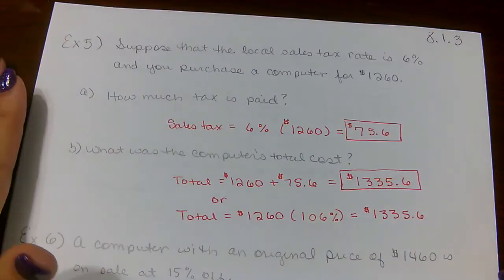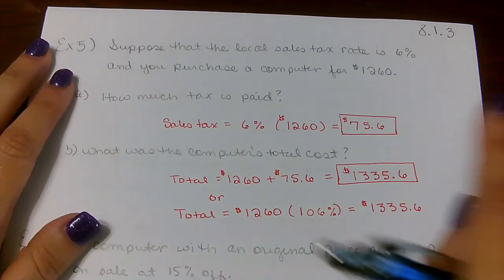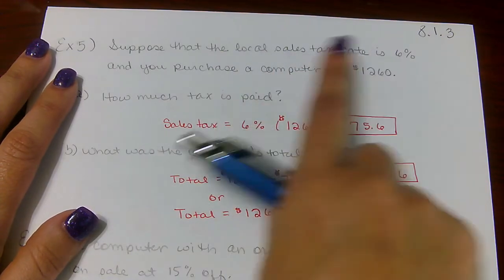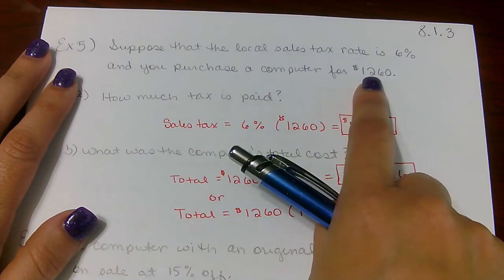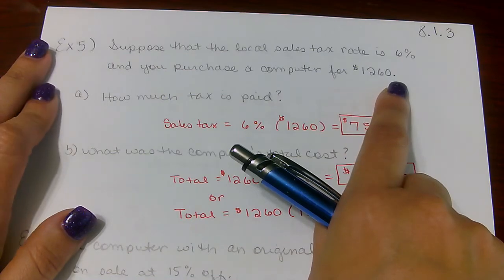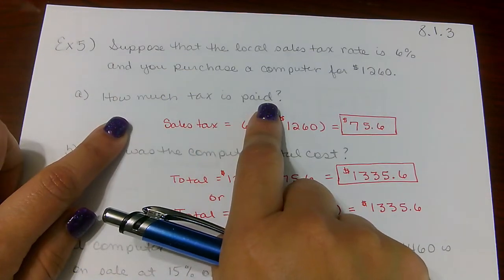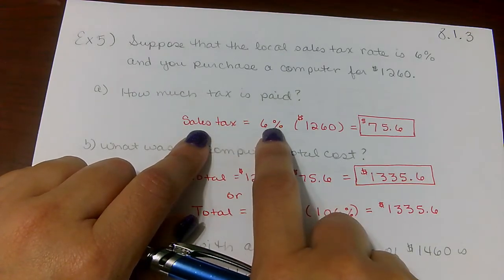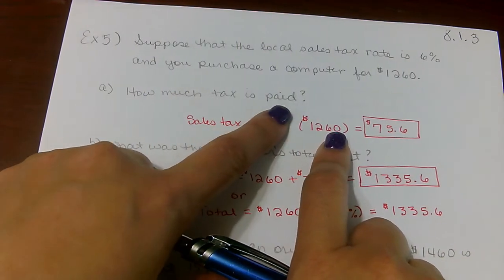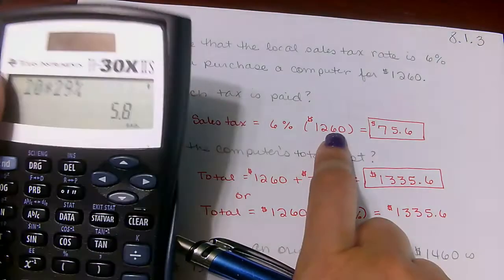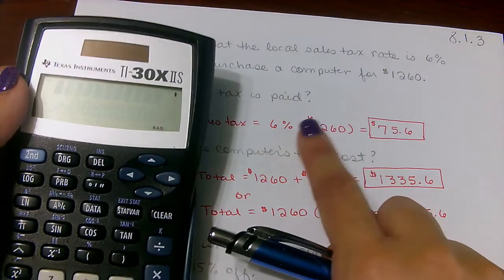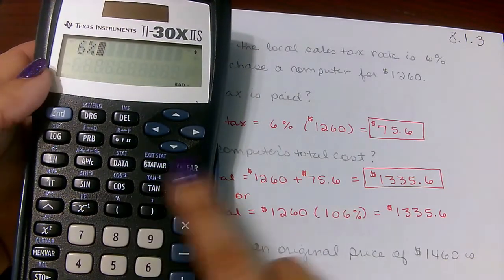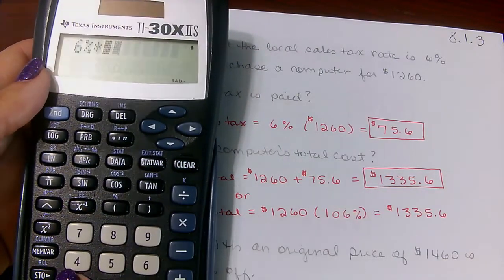Let's go ahead and look at example 5. It says, suppose that the local sales tax rate is 6% and you purchase a computer for $1,260. How much tax is paid? Well, our sales tax is going to be equal to 6% of the amount you paid, so $1,260. In my calculator, I'm going to do 6%. Remember, you can use the percent sign, times $1,260.